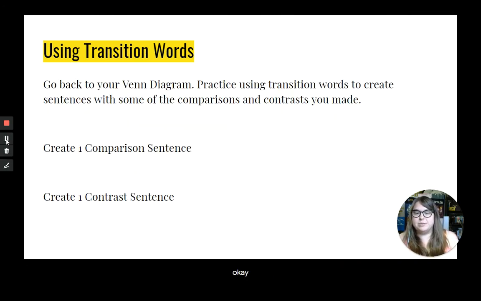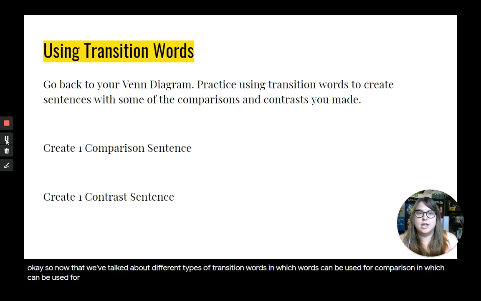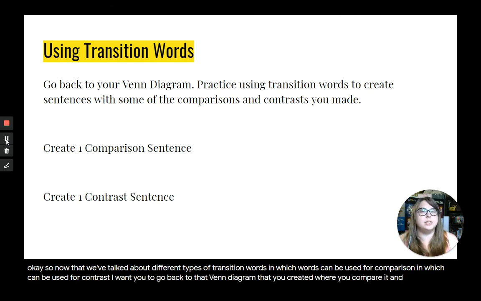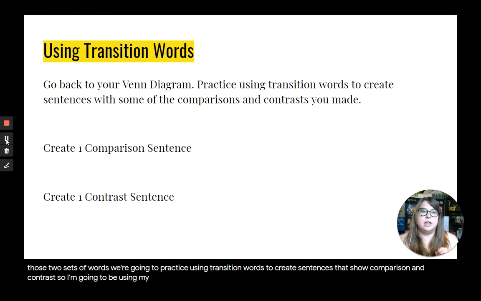Okay, so now that we've talked about different types of transition words and which words can be used for comparison and which can be used for contrast, I want you to go back to that Venn diagram that you created where you compared and contrasted those 2 sets of words. And we're going to practice using transition words to create sentences that show comparison and contrast. So I'm going to be using my cash versus credit card. I'm going to create one comparison sentence and one contrast sentence.